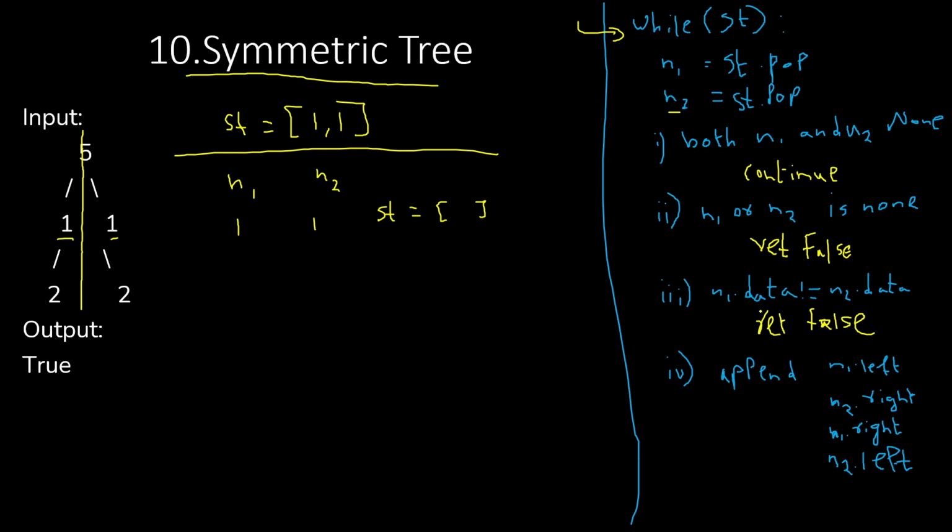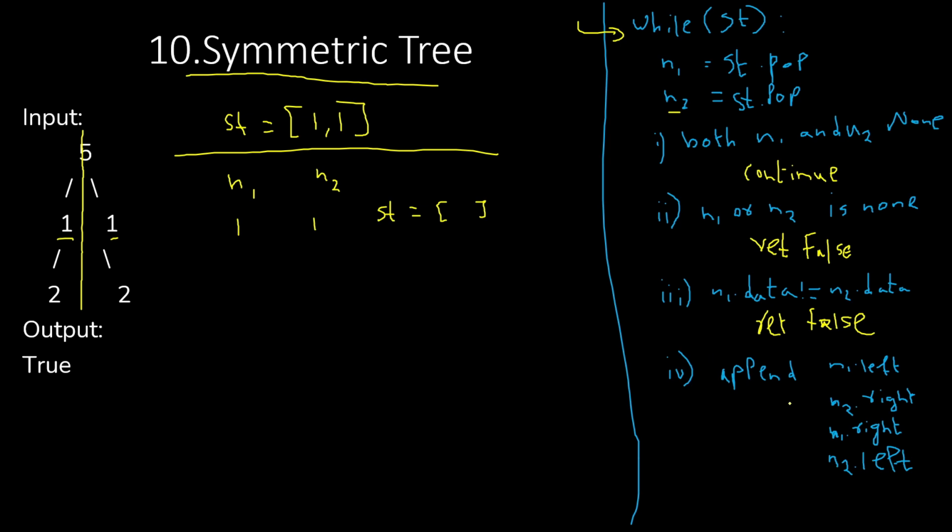Coming to the third condition, it checks whether the data is equal or not. If it is not equal, then we return false. That means the mirror image is not the same as the left side one, so in that case we return false. Here, the third condition is also not valid.